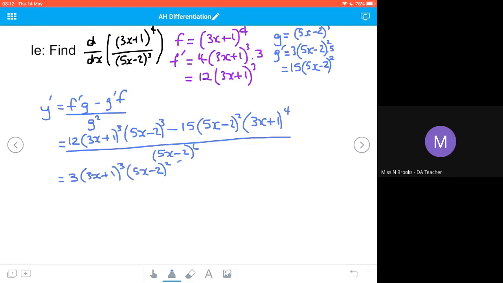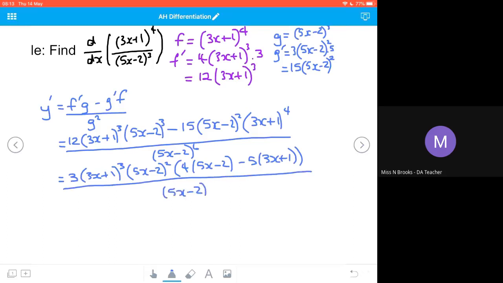Now I need to work out what is going to go inside my bracket now that I've taken out the factors. So 3 times 4 will give me the 12. I've got all of the 3x plus 1 cubed, but I need an extra 5x minus 2 to make the 5x minus 2 cubed. Then take away 3 times 5 will give me the 15. This time I've got all of my 5x minus 2 brackets, and I need an extra 3x plus 1 bracket to get my 3x plus 1 to the power of 4. And that's all going to be divided by that 5x minus 2 to the power of 6.